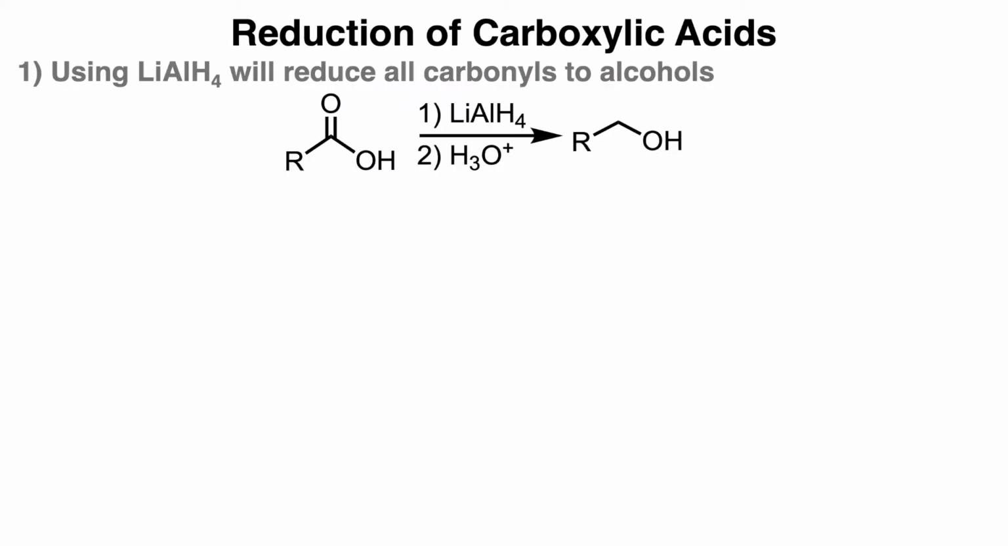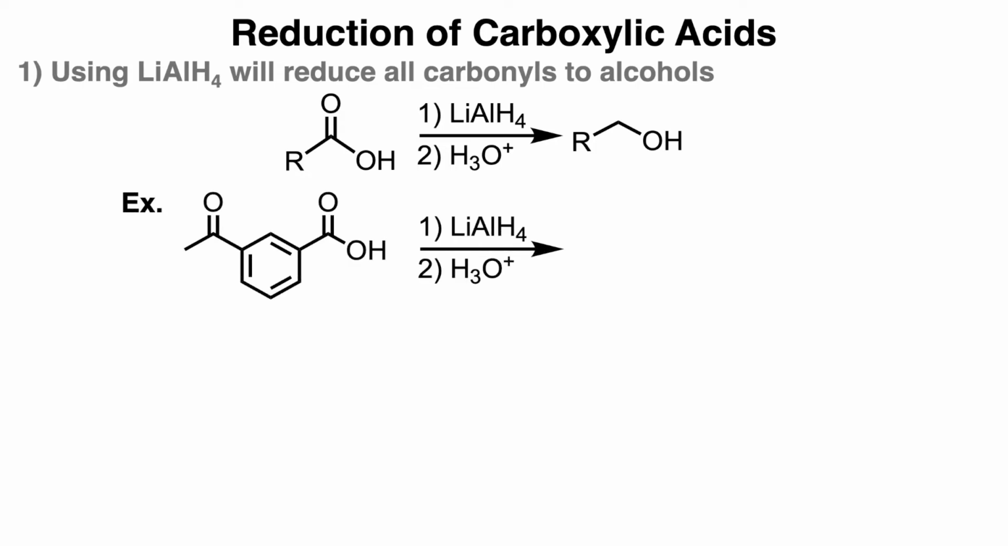We can also reduce carboxylic acids to primary alcohols. One way is to use lithium aluminum hydride, or LiAlH4, but note that this reagent will reduce all carbonyls to alcohols. In this example, notice that there is both a ketone and a carboxylic acid. When the starting molecule reacts with lithium aluminum hydride, both the ketone will reduce to a secondary alcohol, as well as the carboxylic acid will reduce to a primary alcohol.